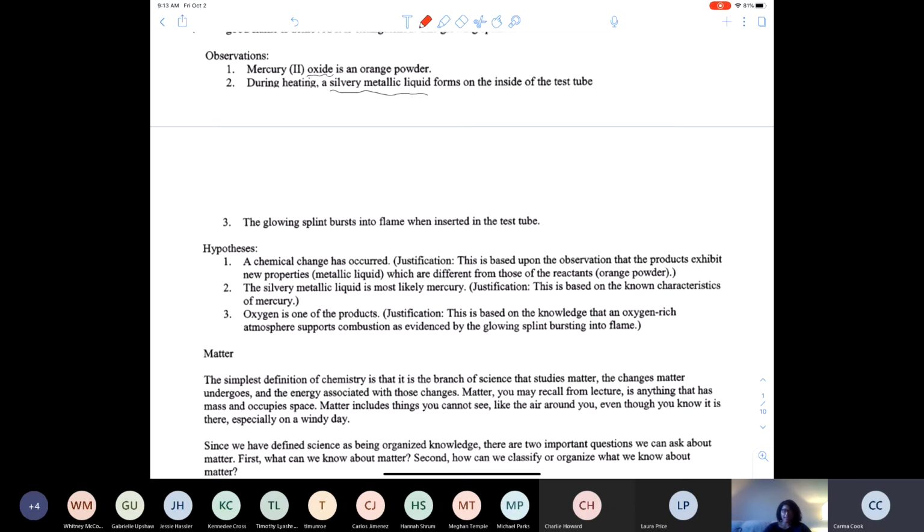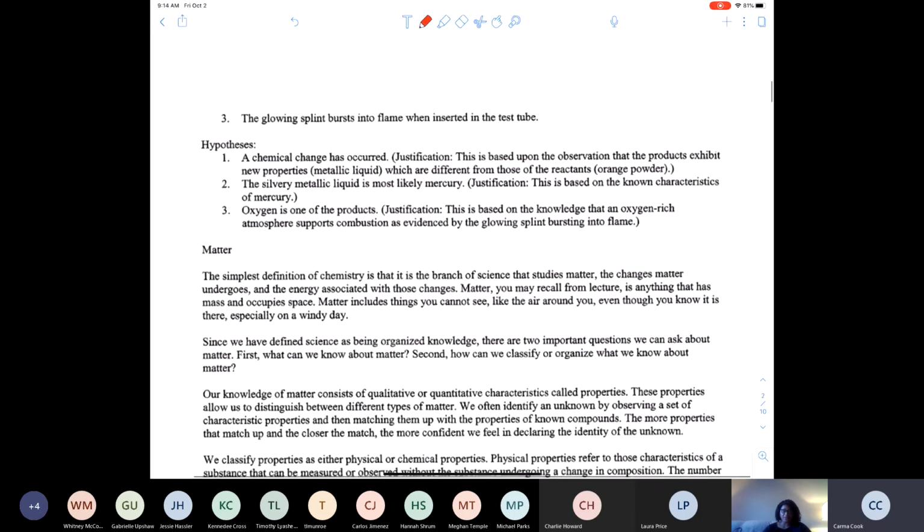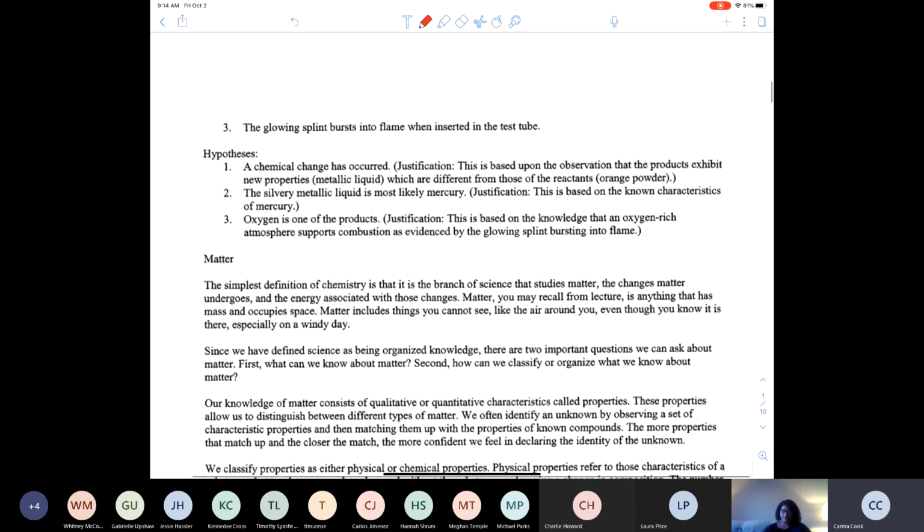And the reason why it's a solid as mercury oxide is because it has chemical bonds to oxygen. And so in its oxide form, it's a solid powder. But once you do a chemical reaction and break those bonds between the mercury and the oxygens, and you free the mercury from the oxygens, then it's going to be in the liquid state as a pure mercury metal. And so you can also hypothesize that oxygen is one of the products.